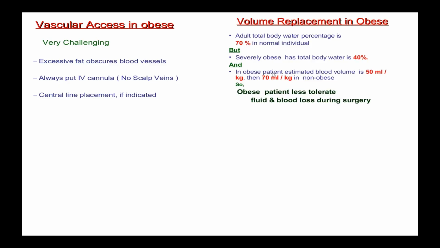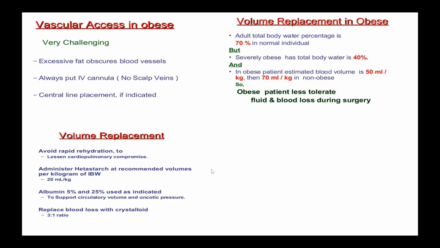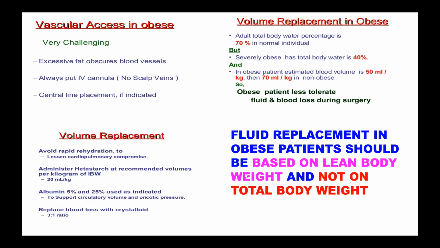And volume replacement, fluid replacement, is done only on the ideal body weight, not on the total body weight. Otherwise, you will be overloading the patient. Especially in patients with OSA, you have to be very careful in giving fluids. So administer based on ideal body weight, plus blood loss, and based on lean body weight and not on total body weight. That is the important thing.